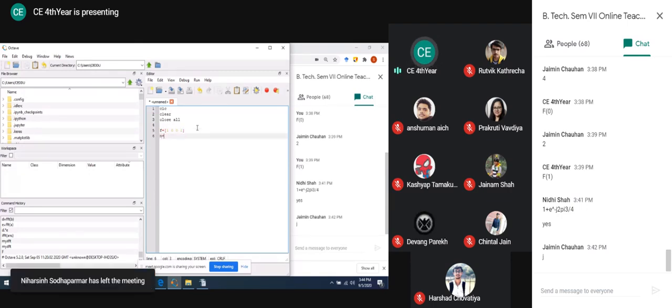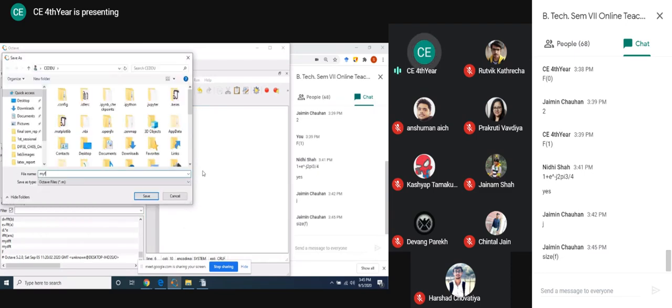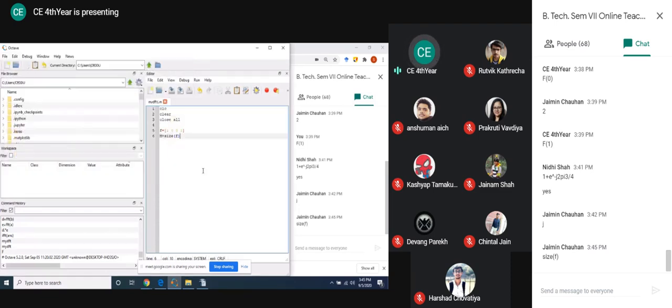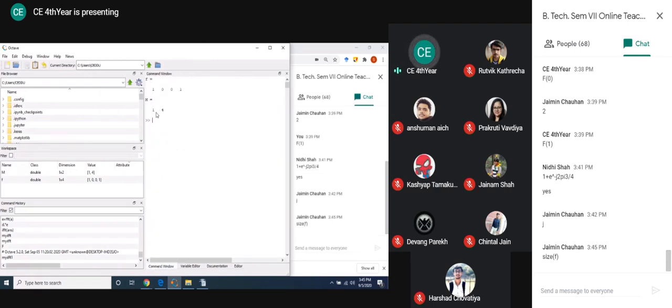How to obtain capital M? What should be my command to write capital M? Okay, let's try that: size of f. Let's see. I'm running it, just to check, in my file DFT1. You can see M is given by 1 4. Why 1 4? The size of this f is 1 cross 4.